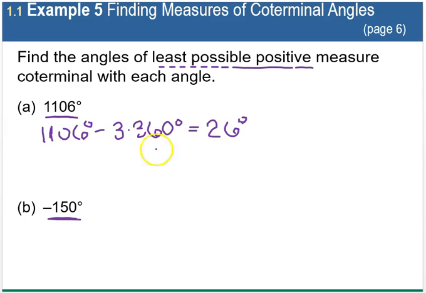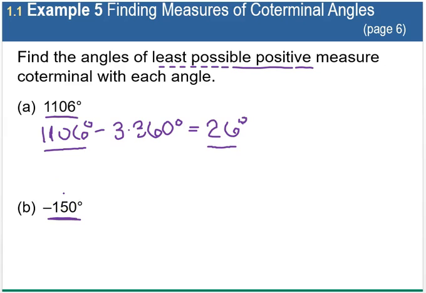So these two angle measurements, 1,106 degrees and 26 degrees, are coterminal because they differ by a multiple of 360. So that's what we're trying to find. It's just the least possible positive measure. That's hard to say. But anyway, let's move on to part B.